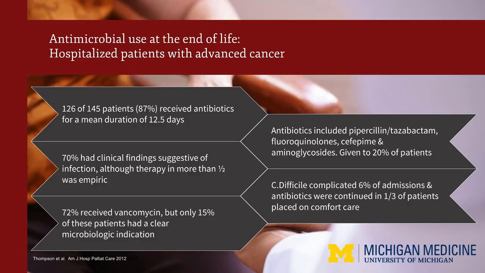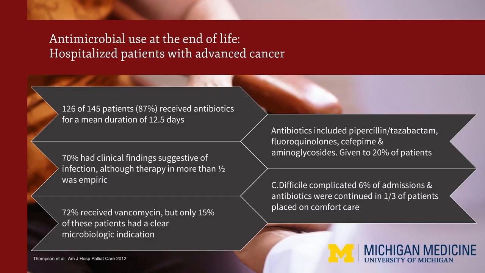Of the 126 patients who got antibiotics, 88, or 70%, had clinical findings suggestive of infection, although once again, therapy in more than half was empiric. 72% received vancomycin, but only 15% of these patients had a clear microbiologic indication. Other antibiotics used included piperacillin and tazobactam, 64%, fluoroquinolones, 65%, cefepime, 24%, and aminoglycosides, 20%. C. difficile complicated 6% of admissions.